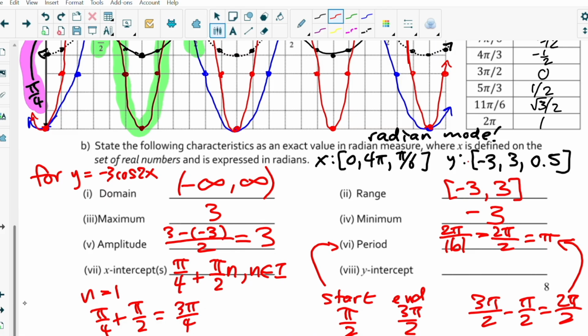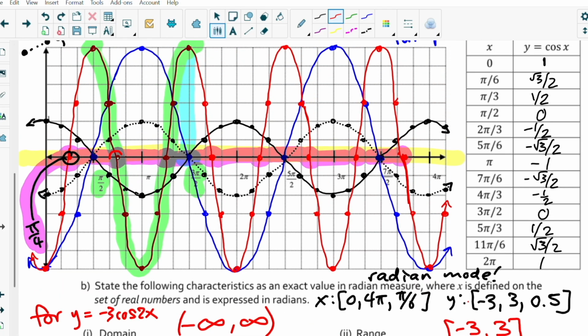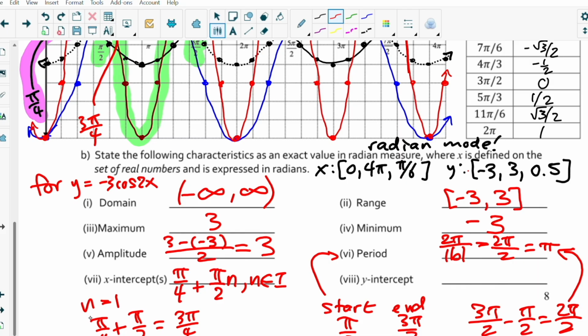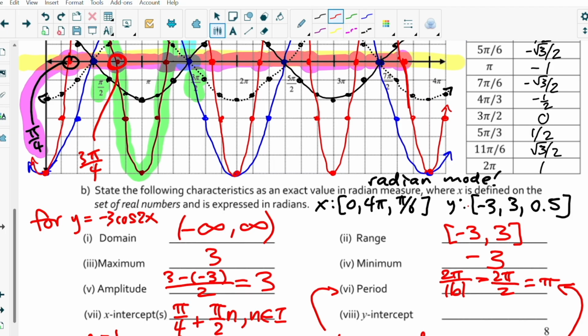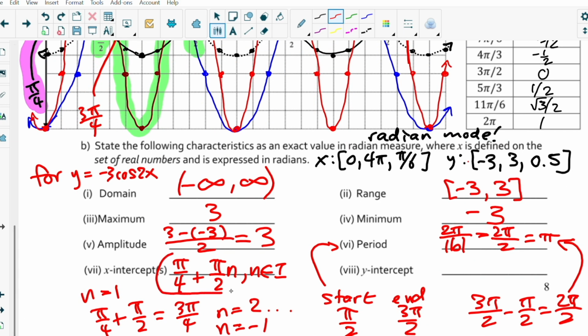Okay, that's 3 pi over 4. Well, is that our next x-intercept? Yep, right here. That's 3 pi over 4. Okay, and then you can keep going, n equals 2, and then you can even try n equals -1. n equals 0 would just give you pi over 4. Okay, so this is our general format for the x-intercept. And then the y-intercept is just -3. You can clearly read that from the graph.